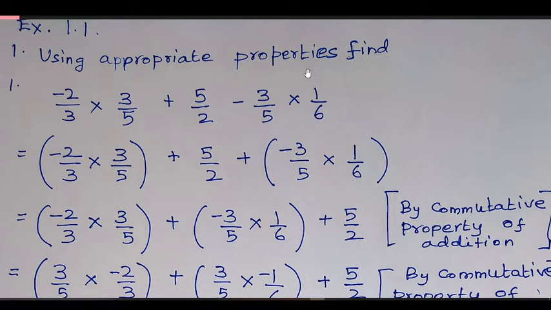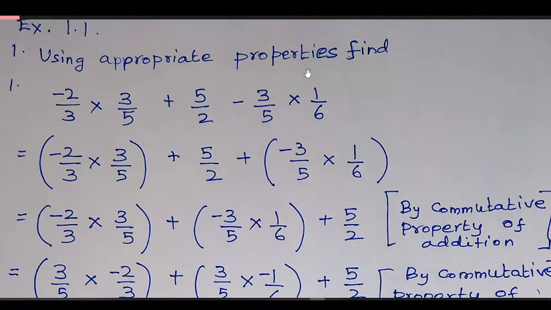We have three properties: commutative property, associative property and distributive property. What is commutative property? If you have two numbers, a plus b, for example, then you can write it as b plus a. That is commutative property of addition.